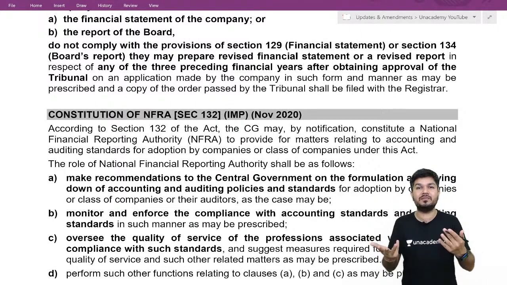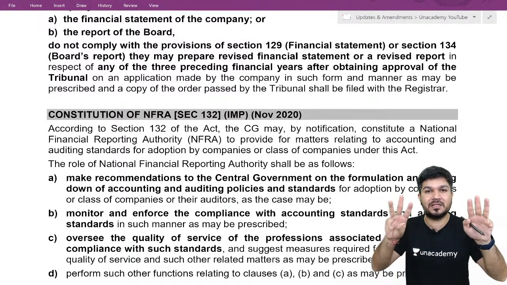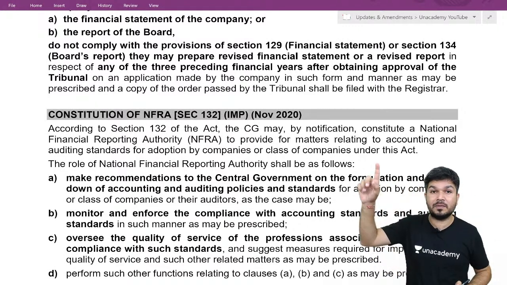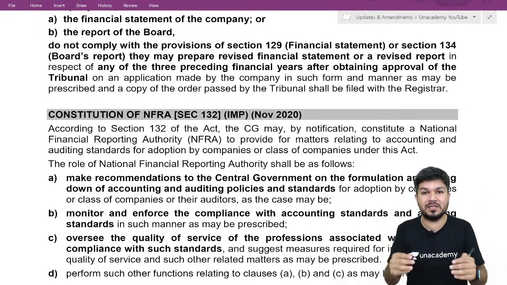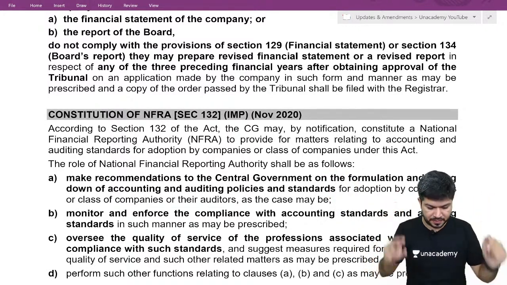And that voluntary revision is possible only for a maximum of the last 3 years. If the court or tribunal directs, it's for the last 8 years. If we want to voluntarily revise, it's only for a maximum of 3 years.